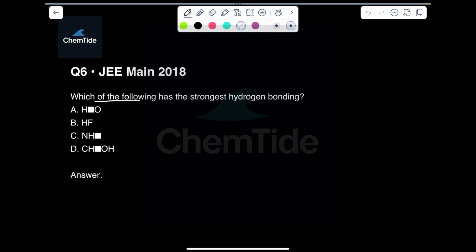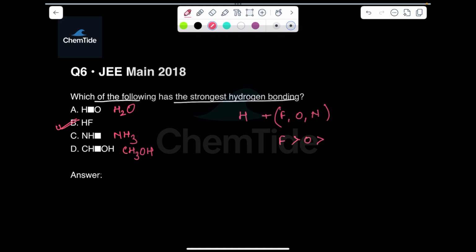Which of the following has the strongest hydrogen bonding? This is H2O, this is HF, this is ammonia NH3, and this is CH3OH. We can see the highest force of attraction is in HF, because hydrogen creates hydrogen bonding with the highly electronegative elements fluorine, oxygen, and nitrogen, where fluorine is the most electronegative, then oxygen, and then nitrogen. So your answer should be B.